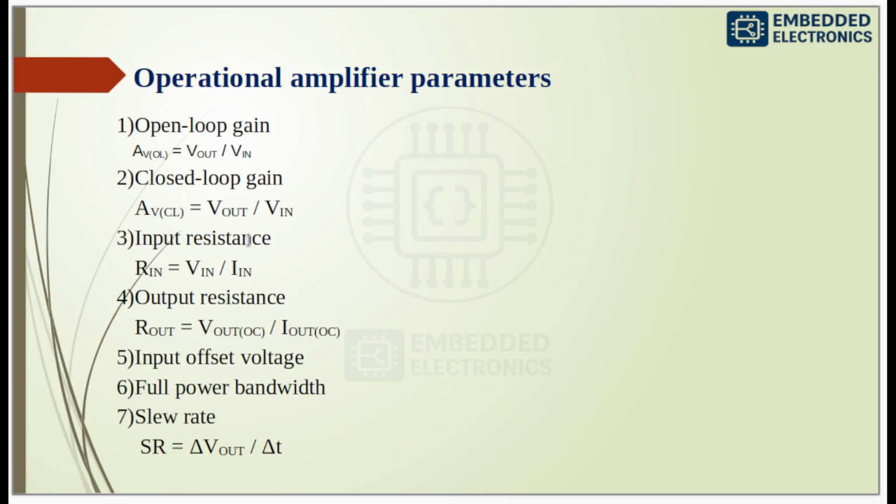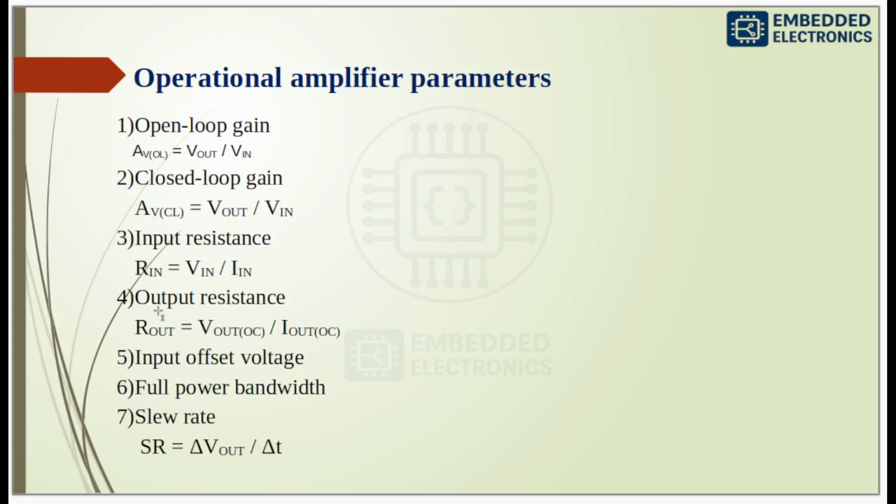And next is the input resistance. It can be represented using R in. The input resistance of an operational amplifier is defined as the ratio of input voltage to input current, expressed in ohms. The ideal value is infinity and the practical value ranges from 2 mega ohm to 10^12 ohm, and it is given by the formula R in equals V in divided by I in.